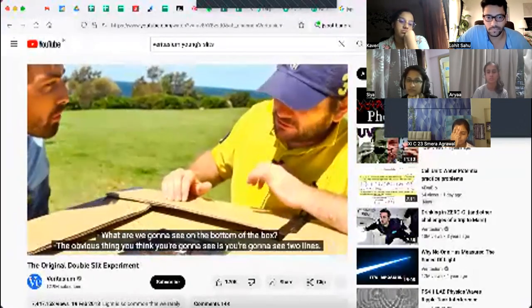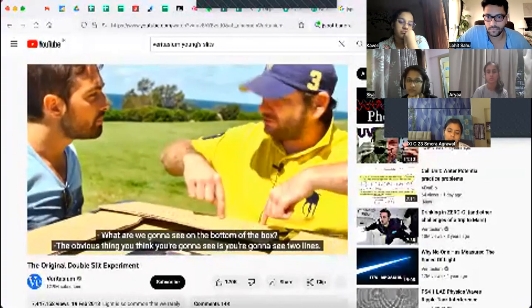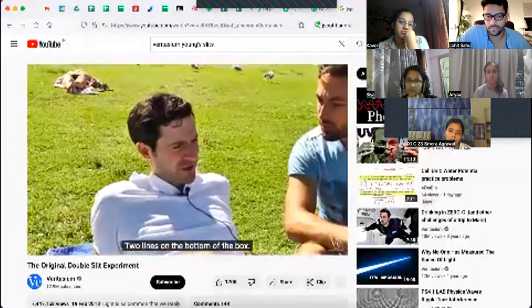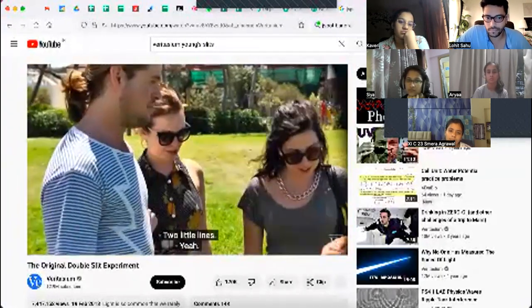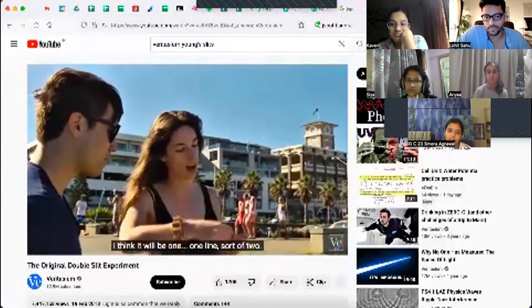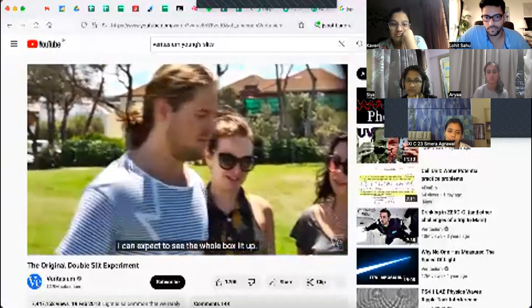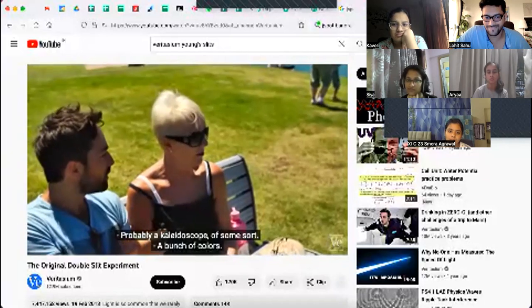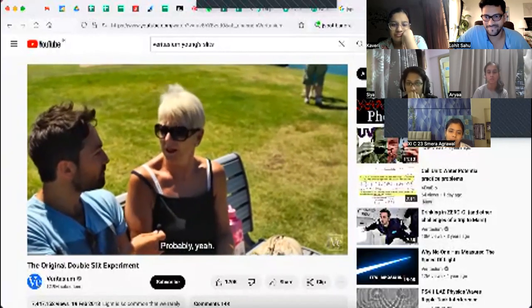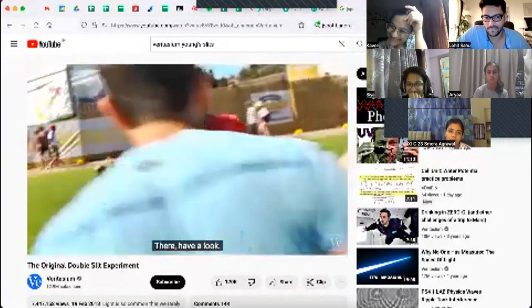What are we going to see on the bottom of the box? The obvious thing you think you're going to see is two lines on the bottom of the box. Two bright bands. Two little lines. I think it'll be one line instead of two. I could expect to see the whole box lit up. It'll probably be a kaleidoscope of some sort. A bunch of colors. Probably, yeah. Rainbow, different colors. There, have a look.